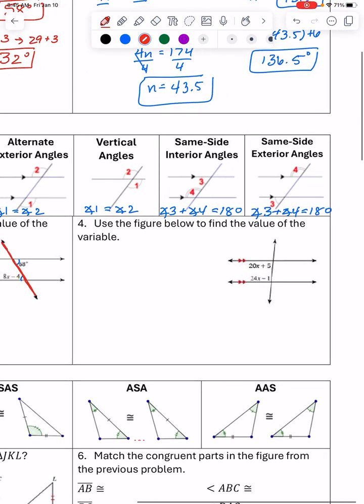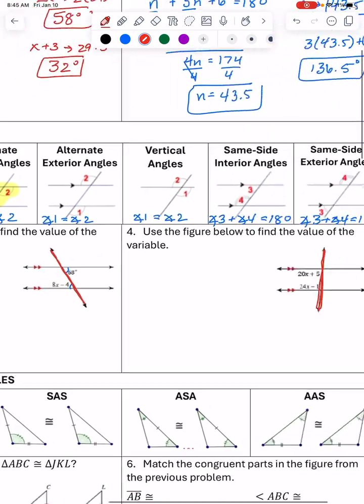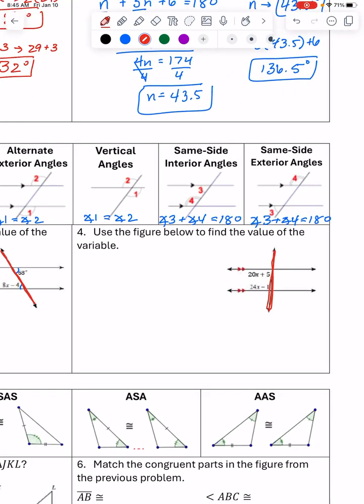Same thing with this, just got to figure out what type of angle pair they are. And if we look at this one, again, if we think about this transversal, they're on the same side of that transversal. So they're same side, right? Which are same side are these guys right here, right? Same side, right? And they are same side, they're inside, so they're same side interior, right?